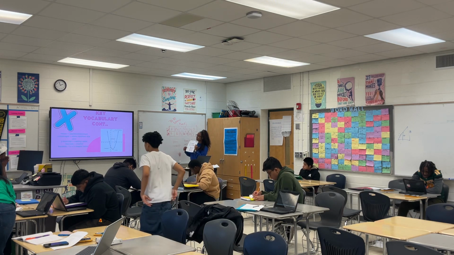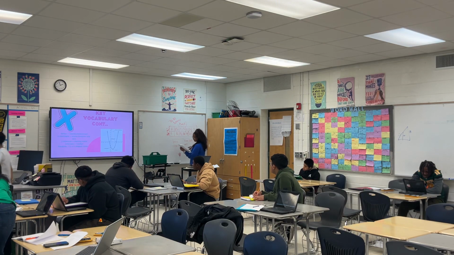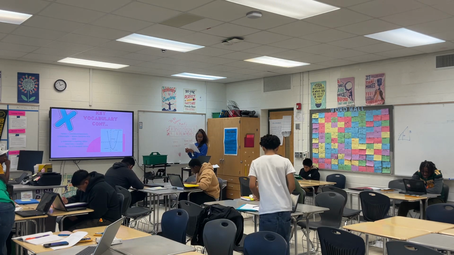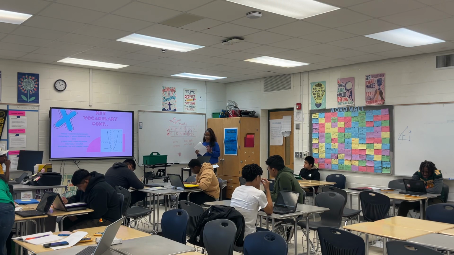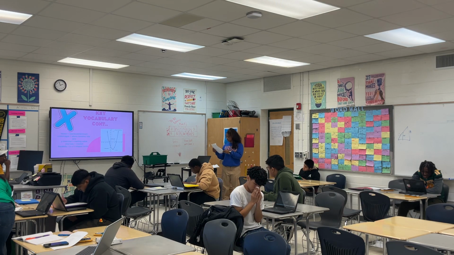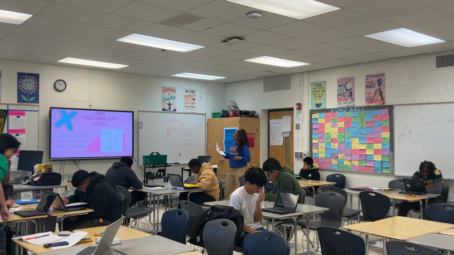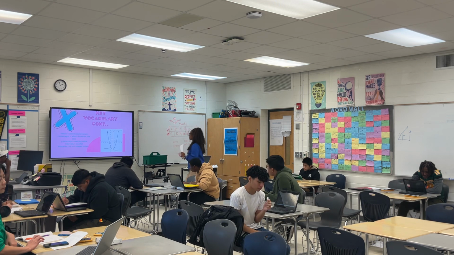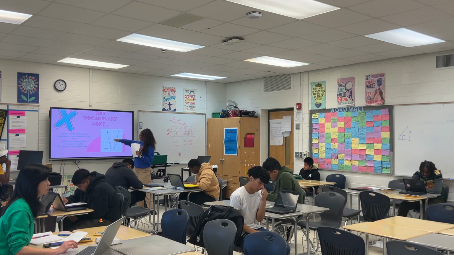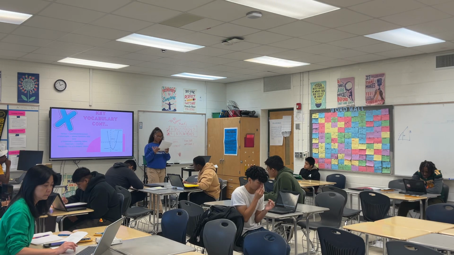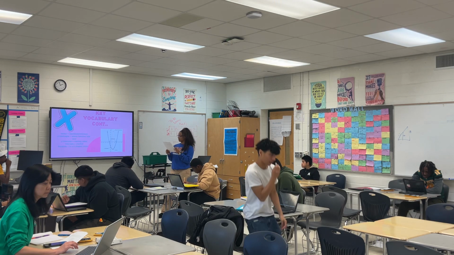Maximum, minimum for vertex, and then for your y-intercept, it's going to be your starting value. So where your graph either starts going up or down. In this case, it's going up. So this is going to be the y-intercept. So on your chart, you should write y-intercept, starting value, in the third box.